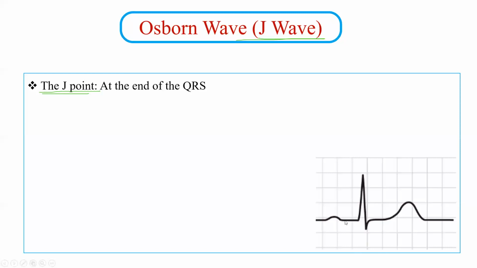If we look at this normal EKG here, we can see that there is an R wave, and after that there is an S wave. And at this point here, the QRS complex ends and the ST segment starts. So this point is a normal physiological point called the J point. This J point is present in all ECGs, regardless of the shape of the QRS complex.